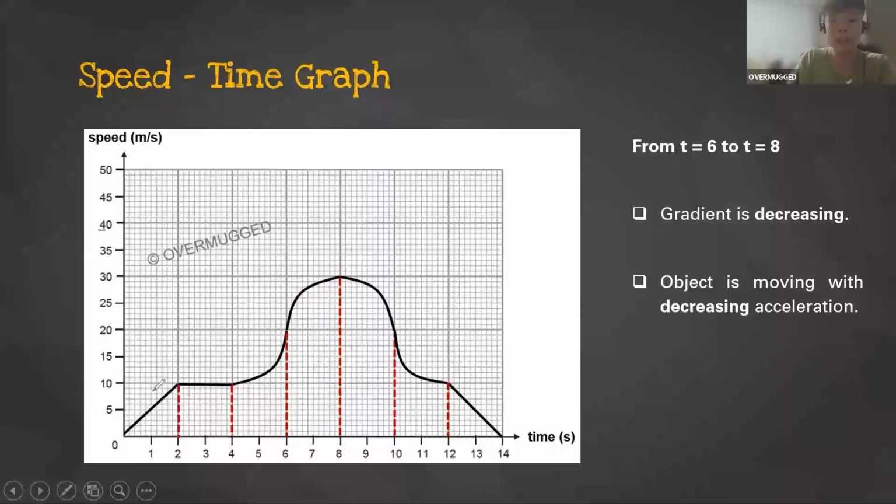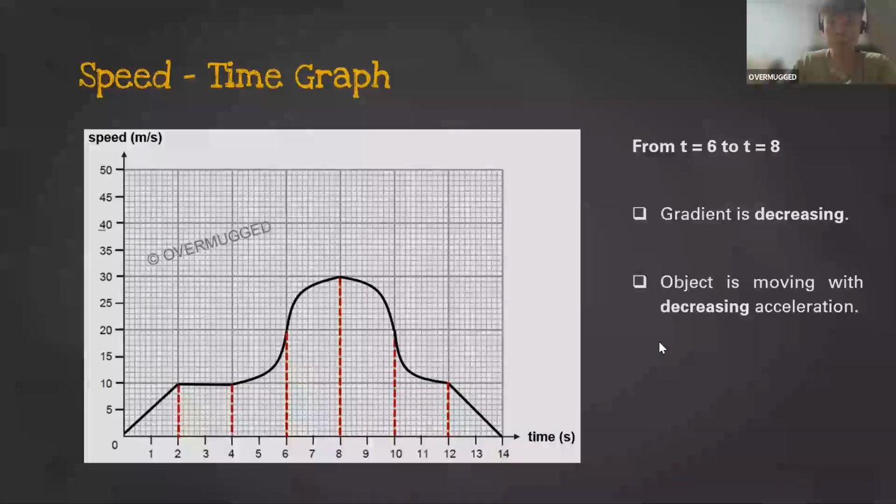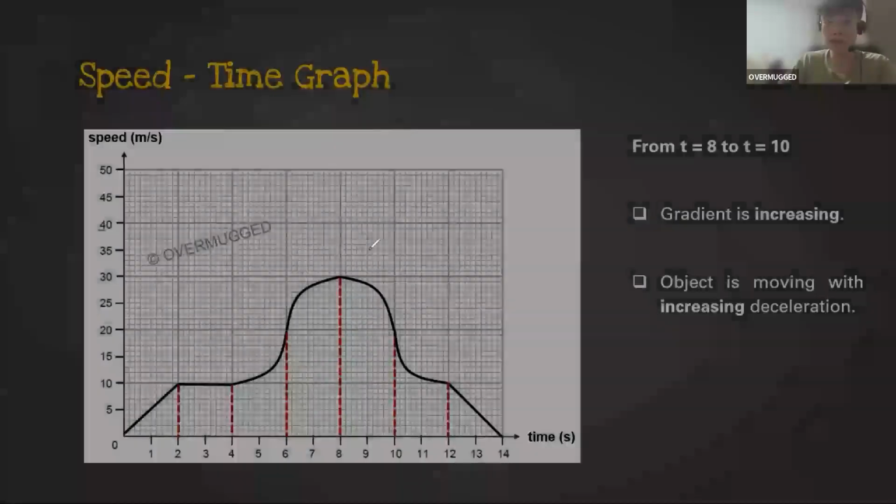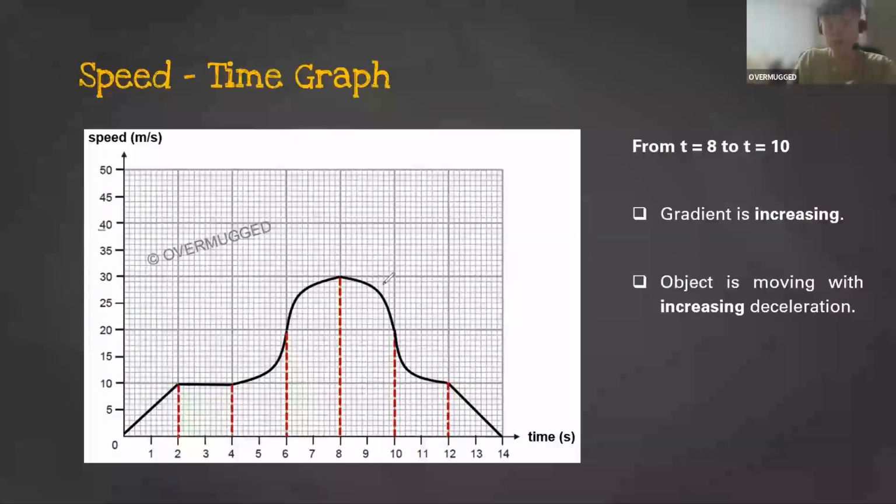For the first part, it's going upwards, so it's positive acceleration. When the slope is going downwards, that is negative acceleration, and we call it deceleration as well. Let's look at the second half. T equals 8 to T equals 10. Hopefully you all can see my slope is getting steeper. Therefore, gradient is increasing. My object is moving with increasing deceleration. My slope is going down already, so deceleration.